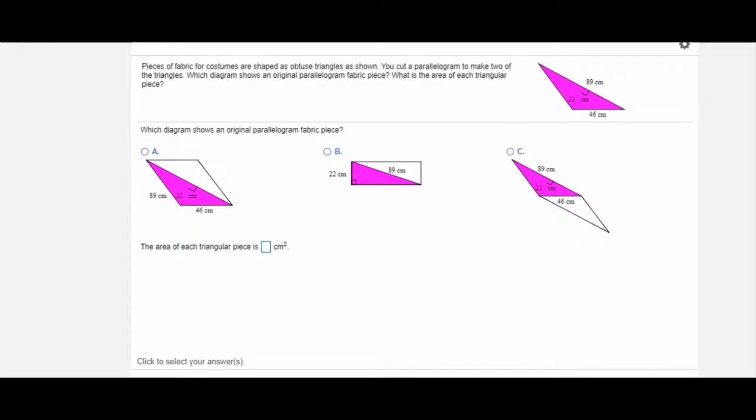Pieces of fabric for costumes are shaped as an obtuse triangle as shown. You cut a parallelogram to make two of the triangles. Which diagram shows an original parallelogram fabric piece? What is the area of each triangular piece?